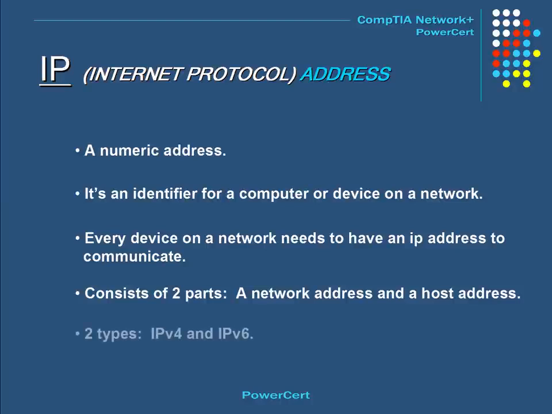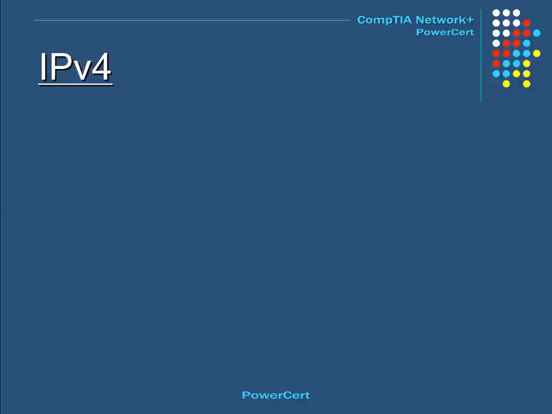There are also two types of IP addresses. The first one is the most common one. It's called IP version 4. And a second type is IP version 6. IP version 4 is the current version of IP addresses.